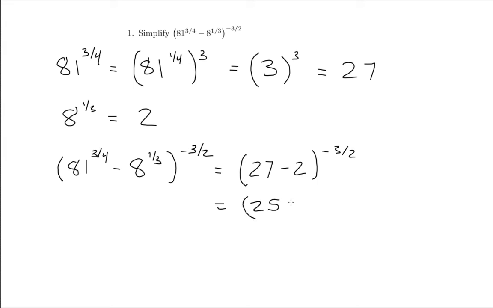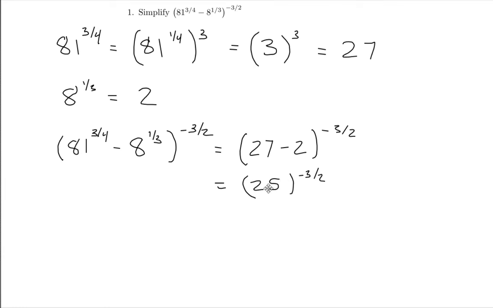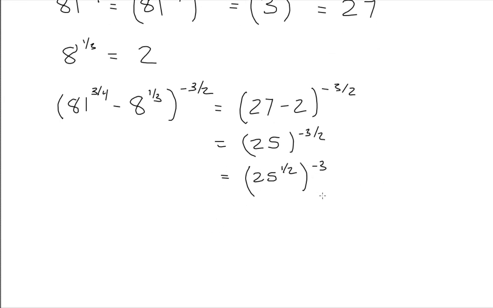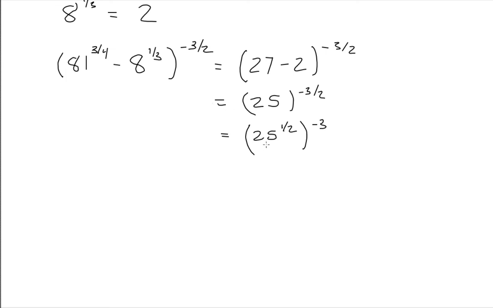So now we have 25 to the negative 3/2. Now I'm going to do exactly what I did in the case of 81 to the 3/4. I'm going to rewrite this as 25 to the power of 1/2, to the power of negative 3, because again, when you multiply these two things together, you end up with negative 3/2, exactly like we had before. So for 25 to the 1/2, we have to ask ourselves, what number do we multiply by itself twice to get 25? The number is 5, because 5 times 5 is 25. So this ends up being 5 to the power of negative 3.